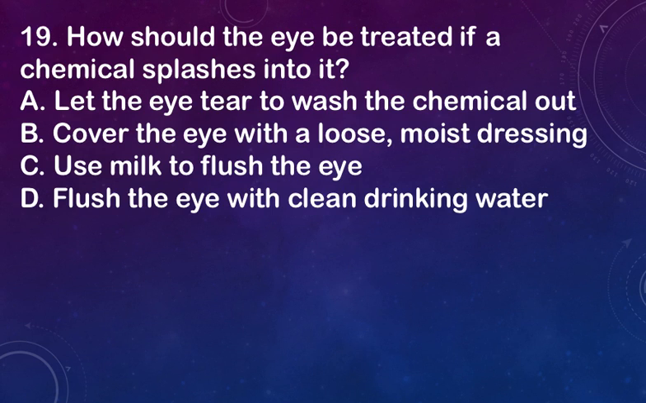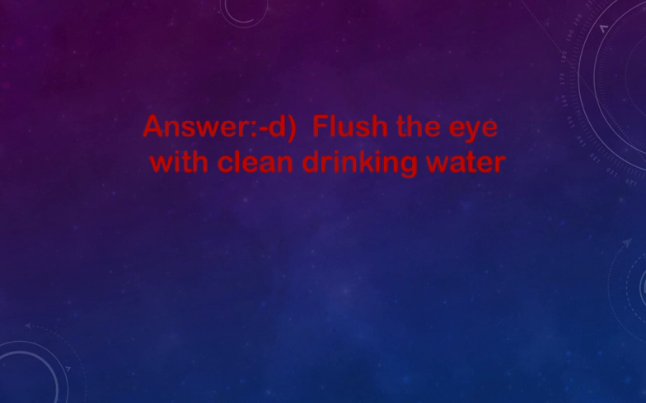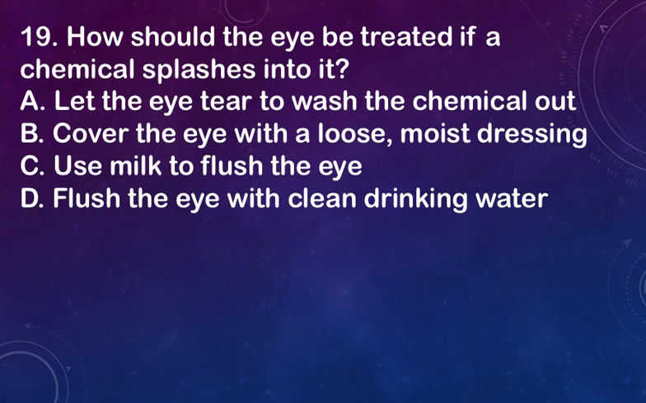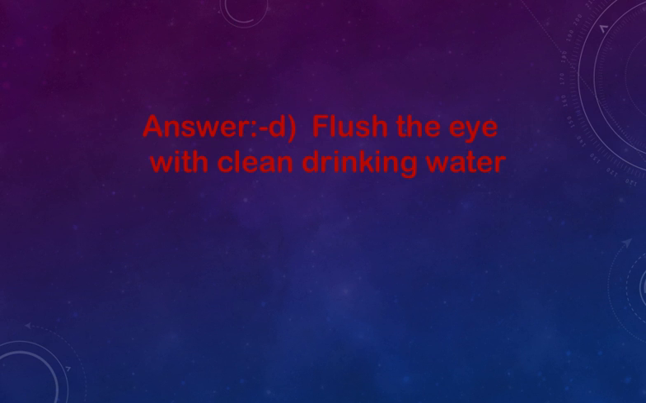Next question, question number 19. How should the eye be treated if a chemical splashes into it? Option A, let the eye tear to wash the chemical out. B, cover the eye with a loose moist dressing. C, use milk to flush the eye. And D, flush the eye with clean drinking water. Right answer is D, flush the eye with clean drinking water. So if a chemical splashes into the eye, flush the eye with clean drinking water.